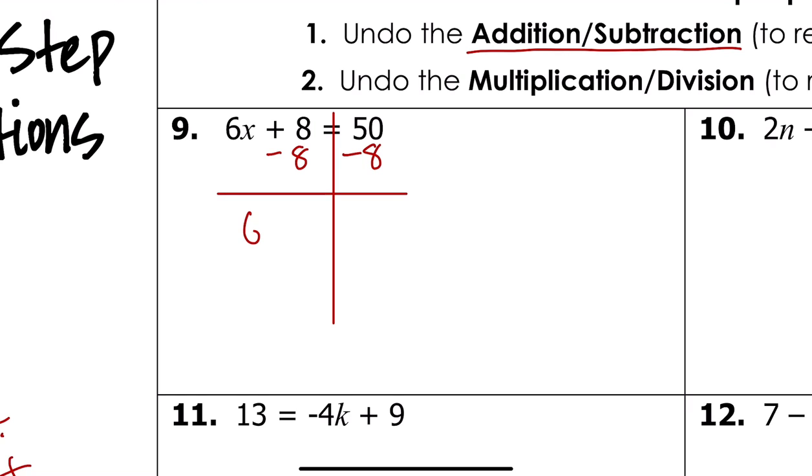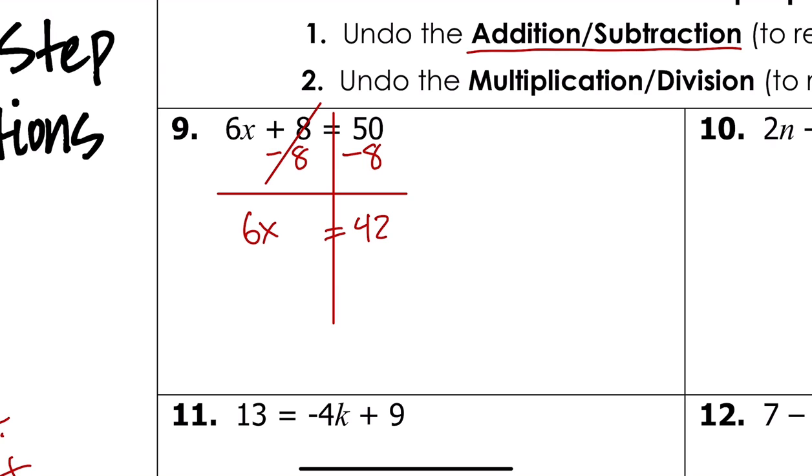Our 6x did not get touched at all, so that stays. 8 minus 8 is going to be 0. But remember, we don't need to write in a 0. So we're just going to cross that out and show that we got rid of it. We have our equal sign. And then we have 50 minus 8. Okay, 50 minus 8 is going to give us 42. Alrighty, so that was our first step.